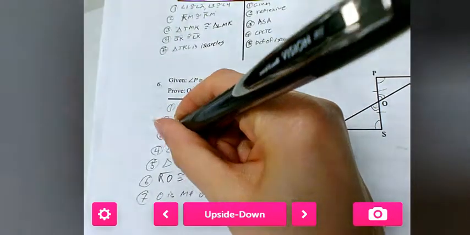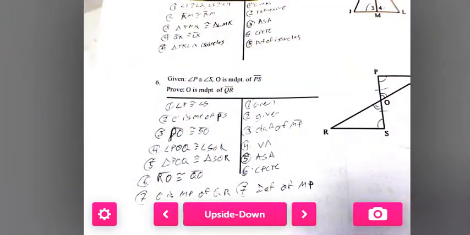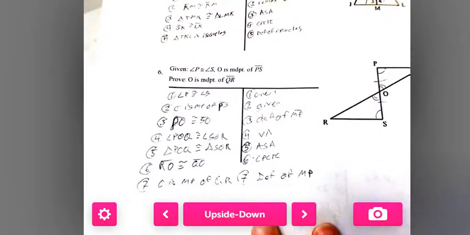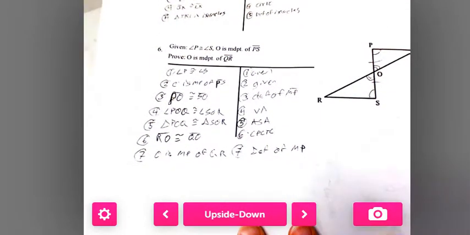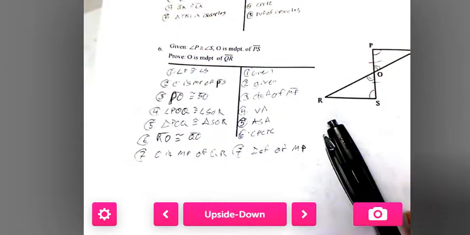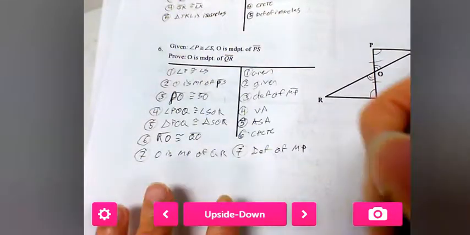PO is congruent to SO by definition of a midpoint. Then POQ is congruent to SOR by vertical angles. And then triangle POQ is congruent to triangle SOR by angle side angle. And then RO is congruent to QO by CPCTC. And finally, O is the midpoint of QR by definition of a midpoint. That's a Q, by the way.